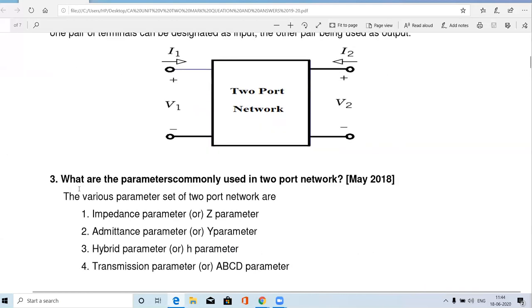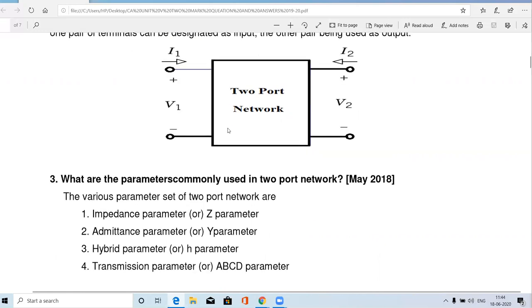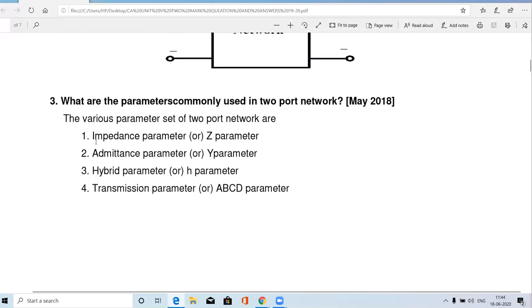Then, what are the parameters commonly used in the two port network? In order to analyze the two port network, what parameters are commonly used? It is a May 2018 question. There are different parameters. First one is the impedance parameter. You know the symbol for impedance is Z, so the impedance parameter is called the Z parameter.